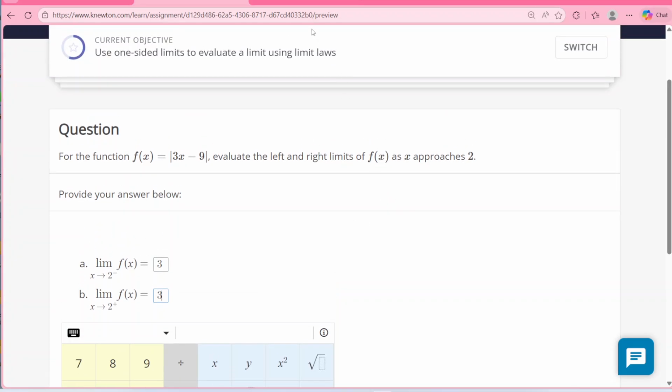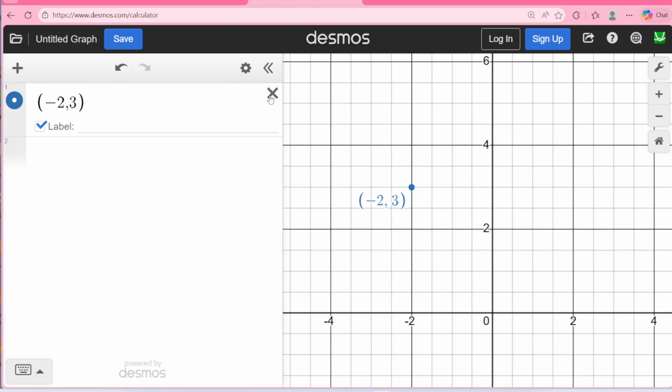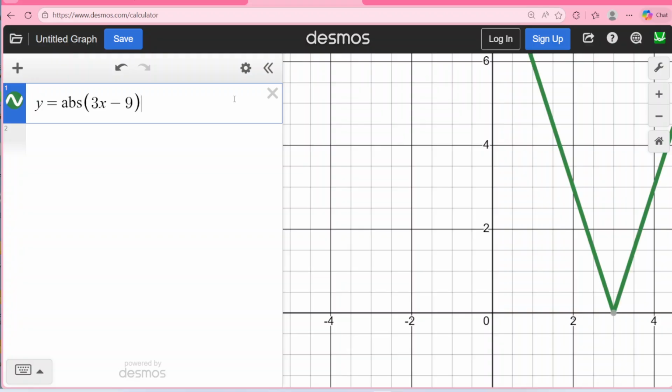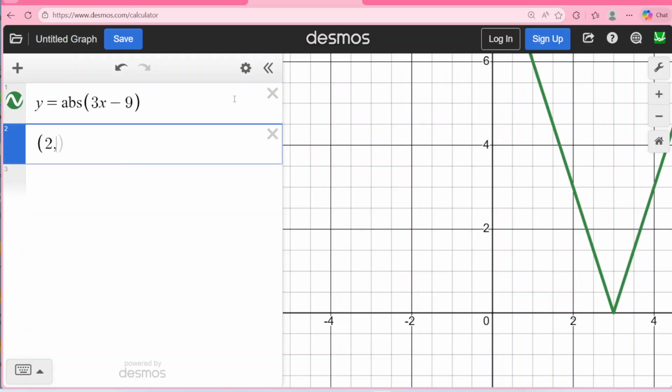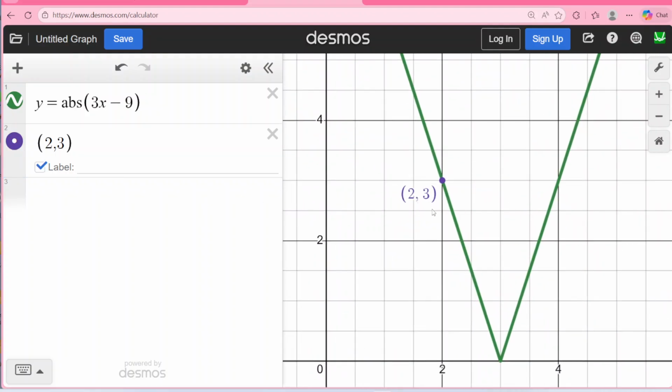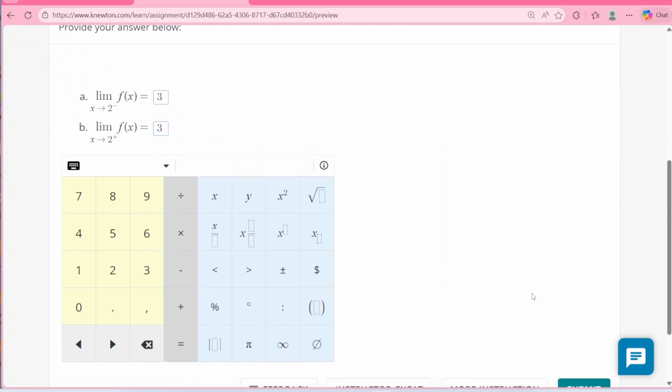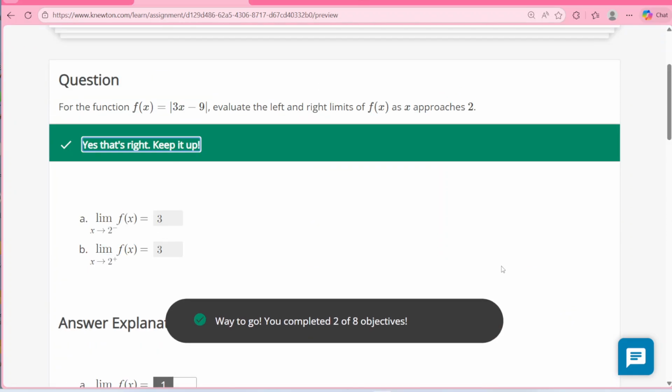You could even look at the graph, right? Now, absolute value, you can just type in ABS, y equals, the absolute value of 3x minus 9. And I said the limit was 3. So there's the point, I labeled it. So you can see that on the left side of 2, approaching that location. On the right side of 2, approaching that location with a y value of 3. So the limit is 3 on both sides. Wonderful. All right, so that objective's done.